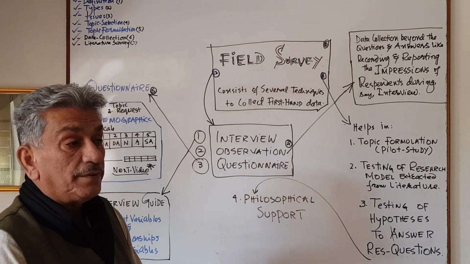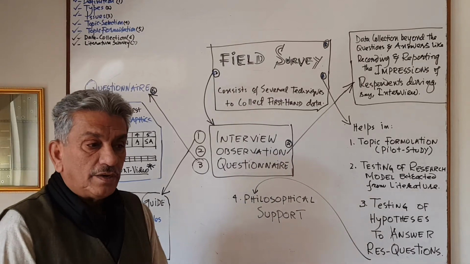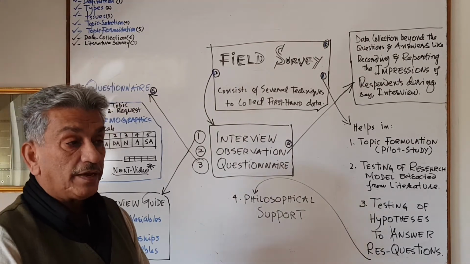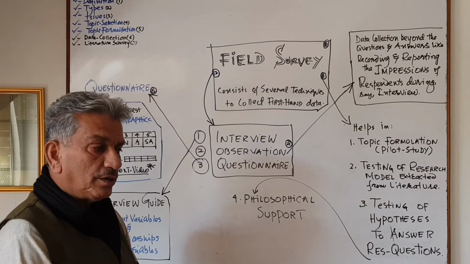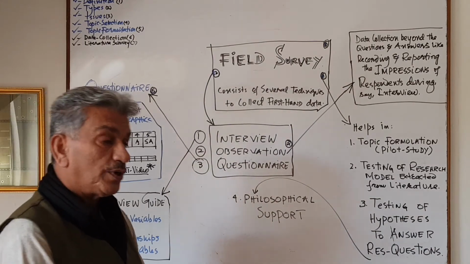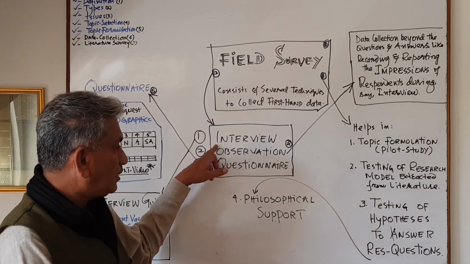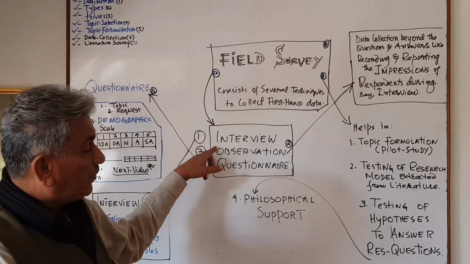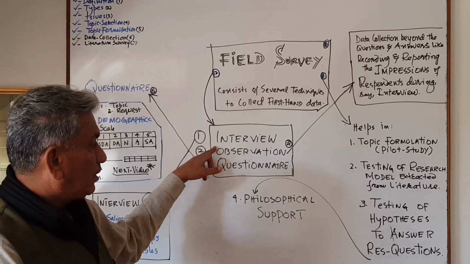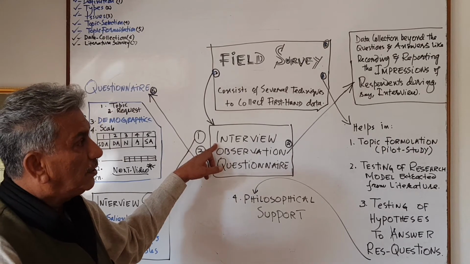For example, the researcher can record the fact that the respondents were getting angry on some questions, or they were getting emotional on question 5 and question 3. So observation is also a qualitative data collection method used in the field survey by the researcher, by observing and collecting that data which is not coming in the questionnaire.